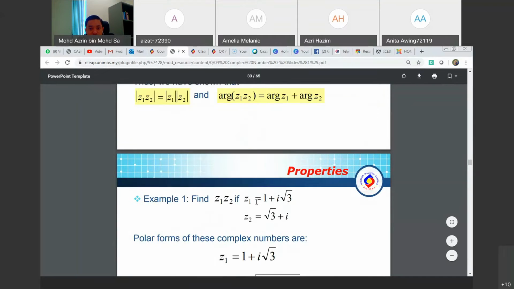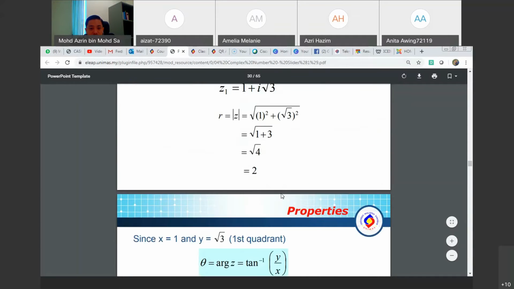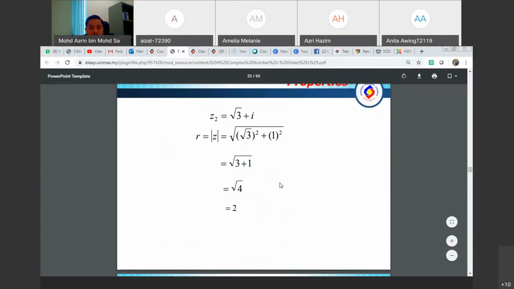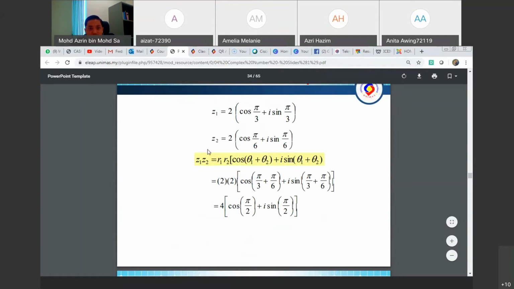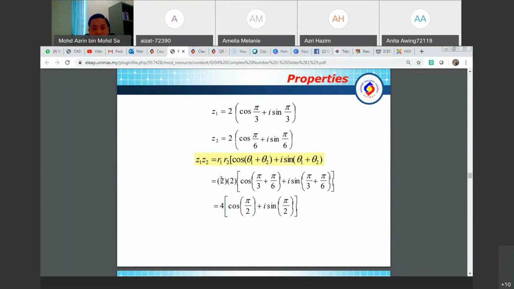From this complex number, you derive the complex number in terms of polar form. Then you get this equation. Now you use the Z1, Z2 multiplication form. So we go to the multiplication form. Z1 Z2 equals R1 R2 times cos of theta 1 plus theta 2 plus I sin of theta 1 plus theta 2. So this is the formula for multiplication of complex numbers in polar form.